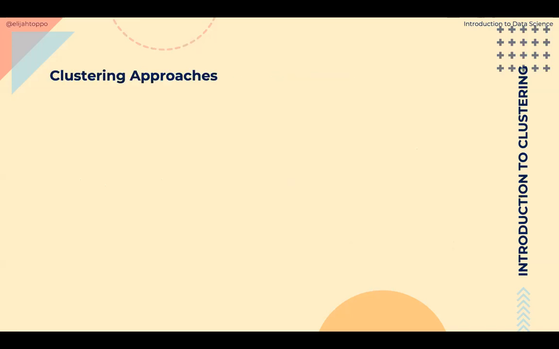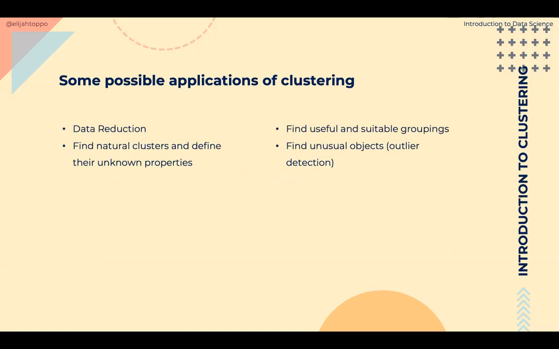We saw some possible applications of clustering like data reduction, finding natural clusters and defining their unknown properties, or finding useful and suitable groupings. Finally, finding unusual objects using something called outlier detection. So even under the same category, we add one more group called outlier detection. So one more group is anomaly detection.